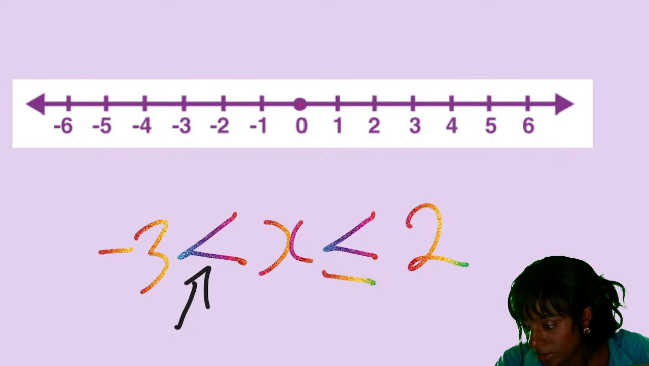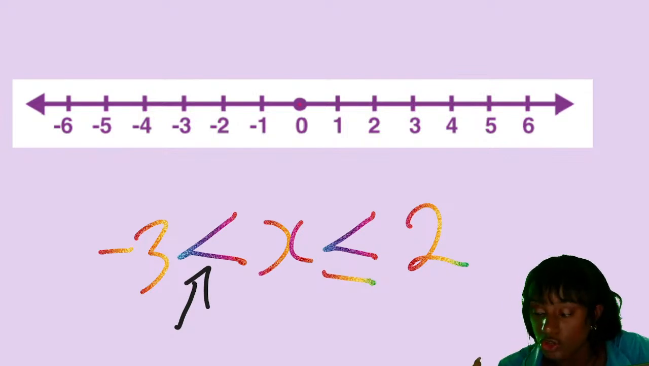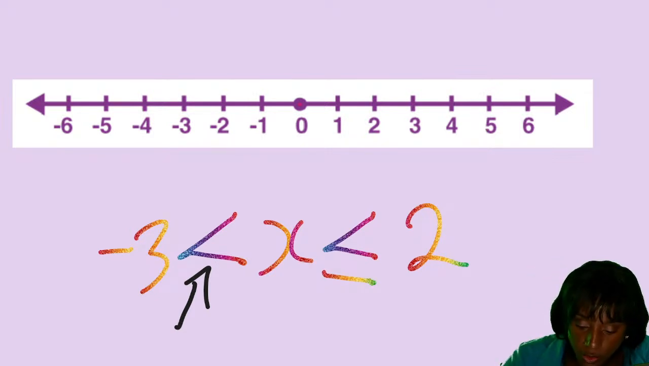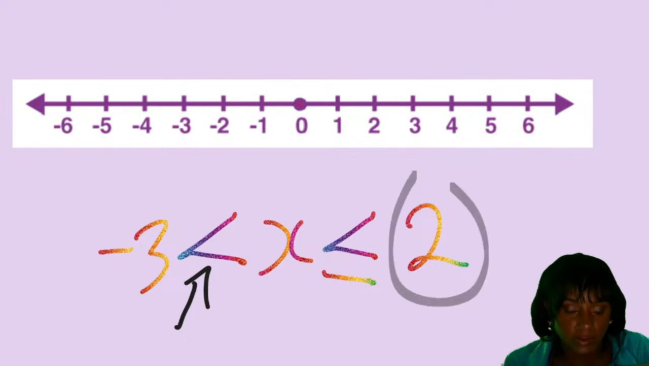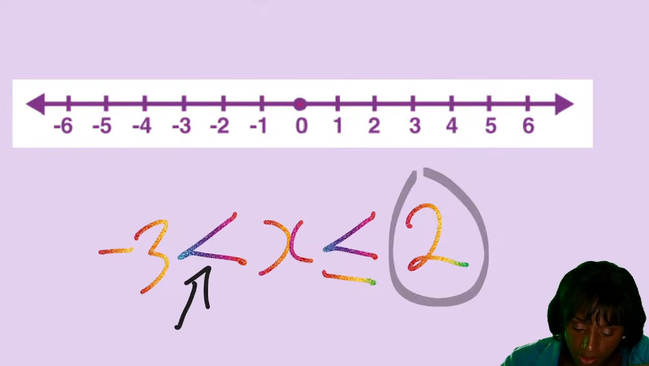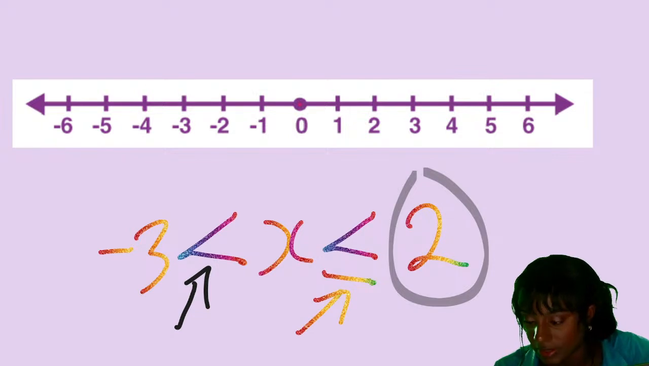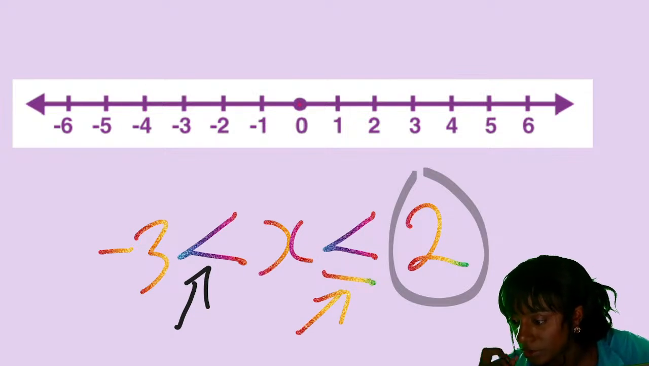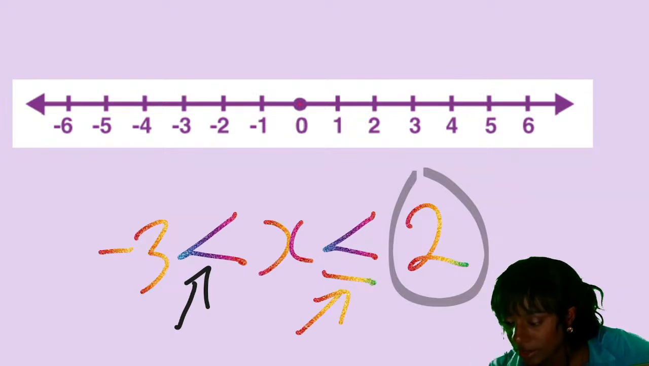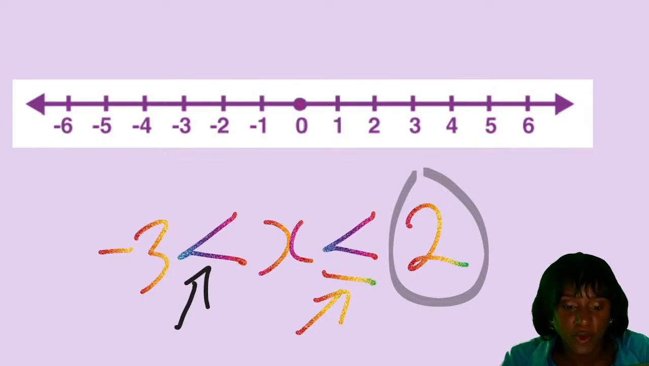Okay, excellent. So you all did not include the -3. Why? Because the inequality sign is a more than sign. It does not have the equal sign next to it. So you start on -2. And we had to include this +2. Why? Because we have an equal sign underneath our less than sign here. This is a less than or equal to. Excellent. So let's move on to the game.